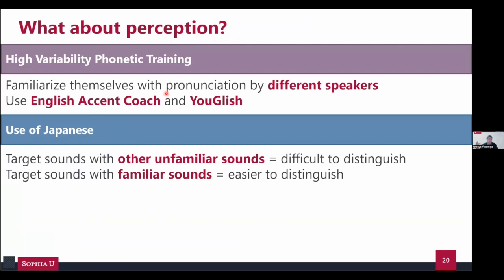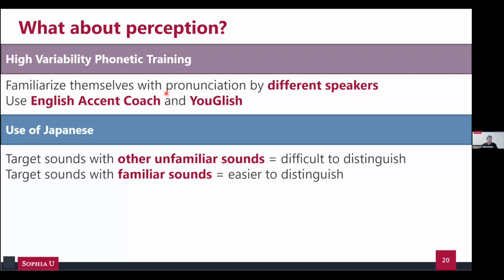When teachers demonstrate, there's only one sample. So when you go outside of the classroom and see other native speakers on the street, and then they hear the different sounds. Okay, so I would recommend using English Accent Coach, Ron Thompson's website, or YouGlish. Those two websites list pronunciation pronounced by different speakers. So it could help them be exposed to the pronunciation spoken by different speakers.